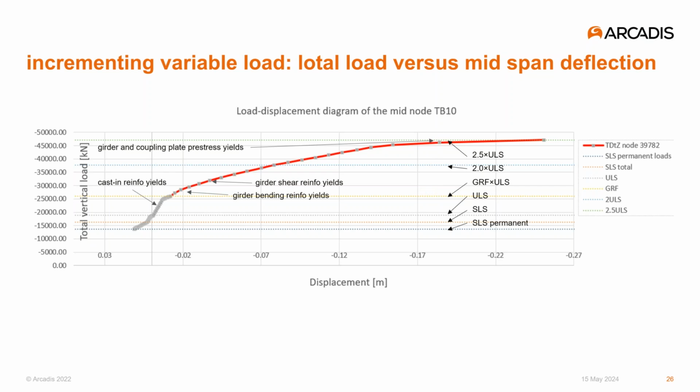Several remarkable moments are shown in the graph. Until ultimate limit state load level, all steel in the model is still in its elastic range. Just before reaching the GRF load level, the reinforcements in the cast-ins start to yield. And just after GRF, the bending reinforcement in the girders starts to yield, followed by the vertical reinforcement in the girders. And all pre-stressing stays elastic until a load level of 2.5 times the ultimate limit state load. And as soon as the pre-stress in the girders and the coupling plates starts to yield, the failure mechanism is triggered and the load can't be incremented any further.